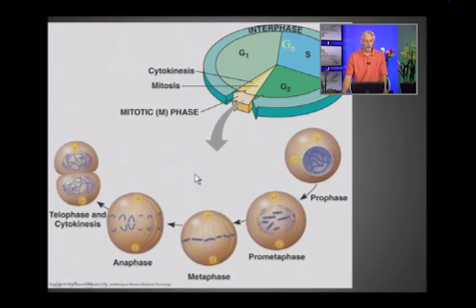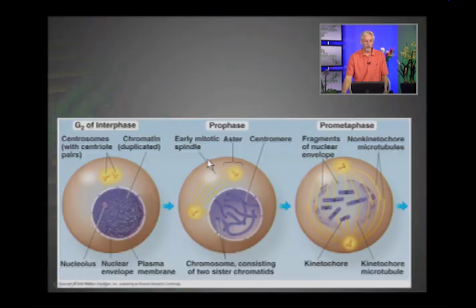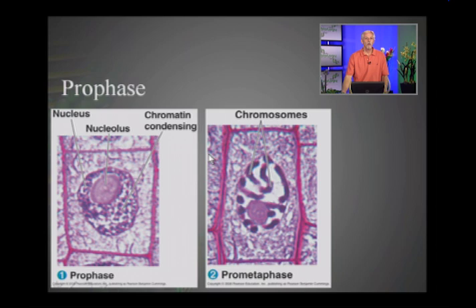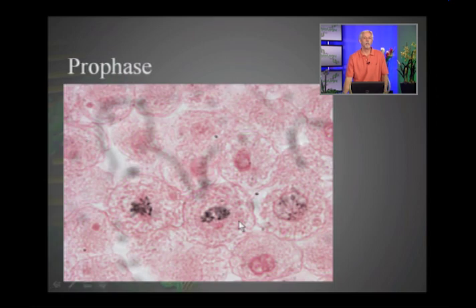Now, looking at this again through the light microscope and looking at some of these phases, just what they look like through the light microscope. Again, here's diagrammatically prophase. But in a plant cell, this would be early prophase. Chromosomes are just becoming visible. Late prophase, they're quite visible. Nuclear envelopes beginning to disintegrate.